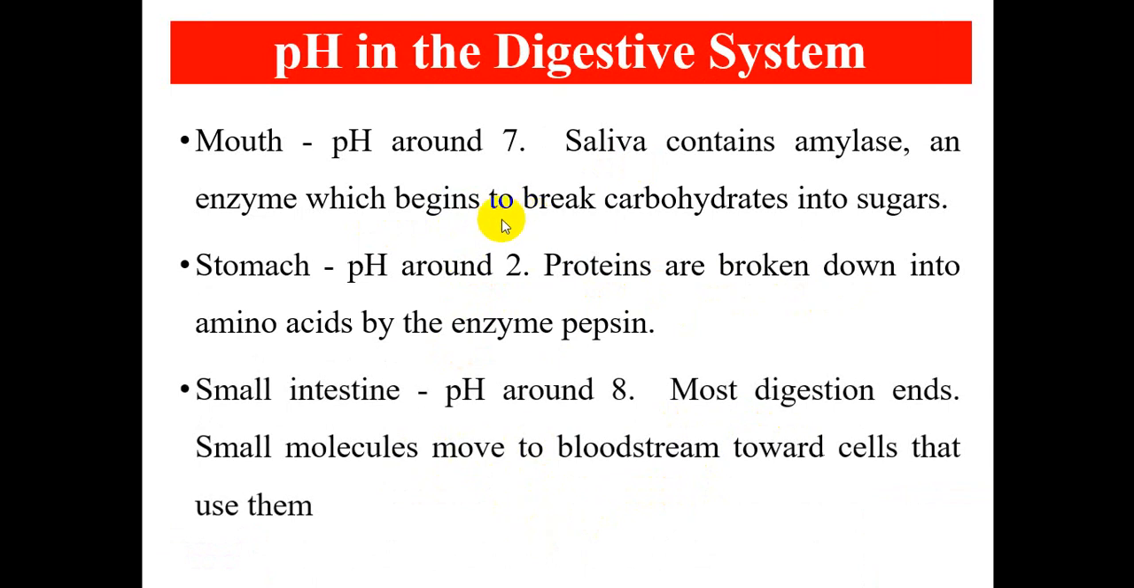So in the digestive system, in the mouth, the pH is around 7. Saliva contains amylase, an enzyme which begins to break carbohydrates into sugars. Stomach pH is around 2. So proteins are broken down into amino acids by the enzyme pepsin. And like I said earlier, pepsin is an acid-loving enzyme. It can live in the acidic pH of 2 in the stomach.